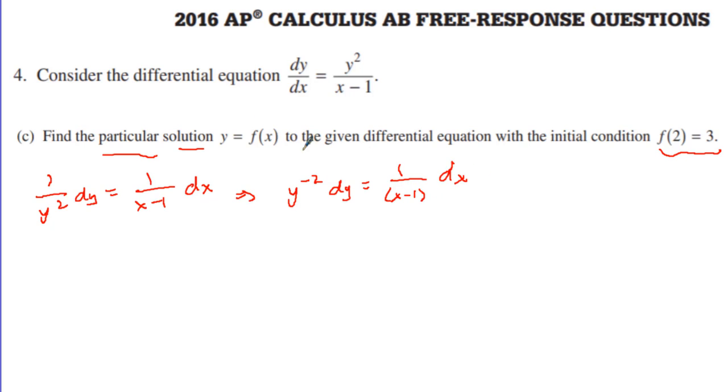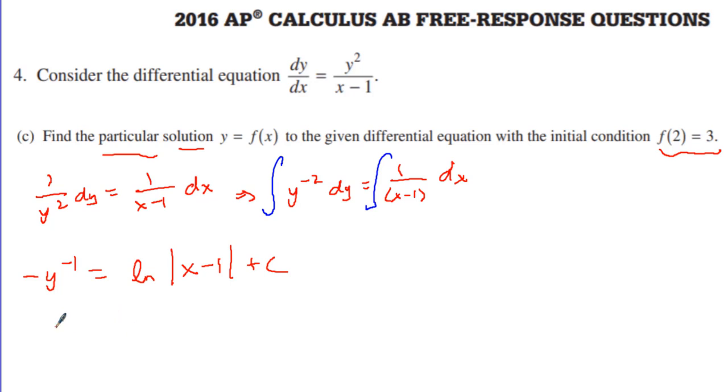And what do I have? I have my y on one side, my x on the other, which means I'm primed and ready to integrate, aren't I? What's the integral of y to the negative 2? Well, I'm going to use the reverse power rule, aren't I? And I get negative y to negative 1. And that equals, what's the integral of 1 over anything is natural log of x minus 1 plus c.